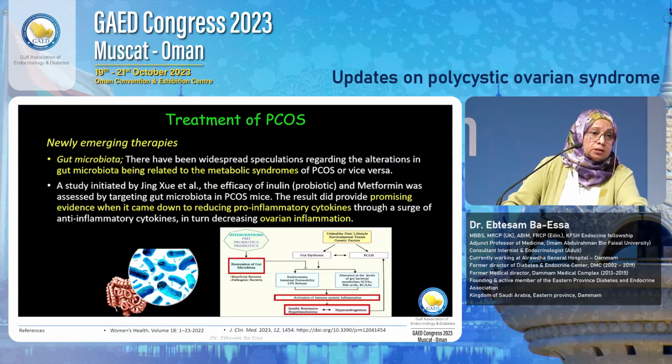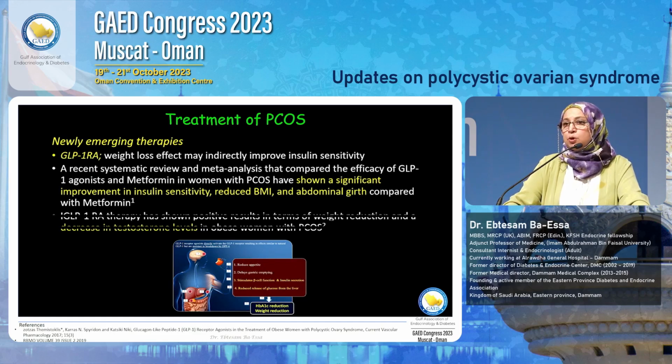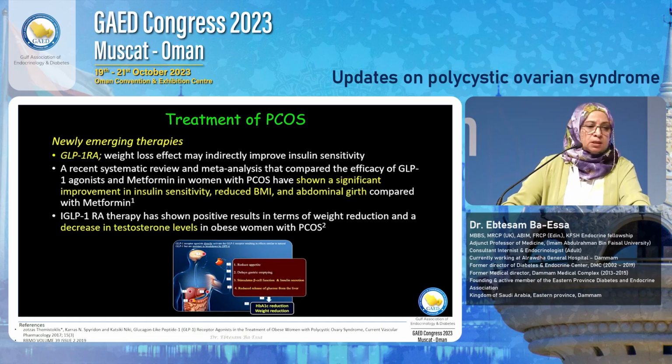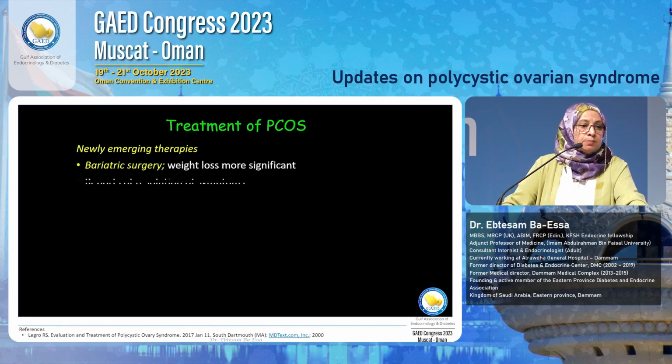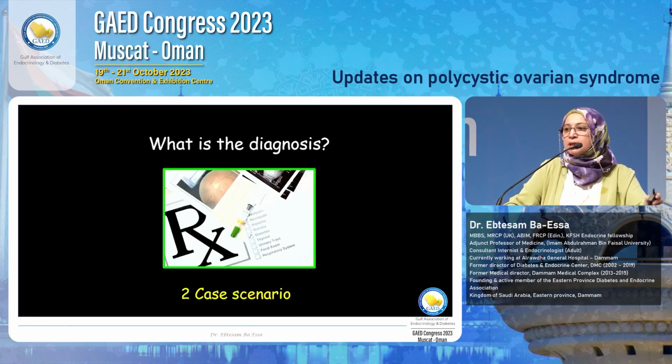Similarly, the gut microbiota is linked with insulin resistance and polycystic ovary disease, and studies have shown that it may promote or reduce ovarian inflammation. And we all know the GLP-1 receptor agonists to treat obesity and insulin resistance, and similarly bariatric surgery and its role in obesity. So I'll just end in 2 minutes with 2 quick case scenarios.